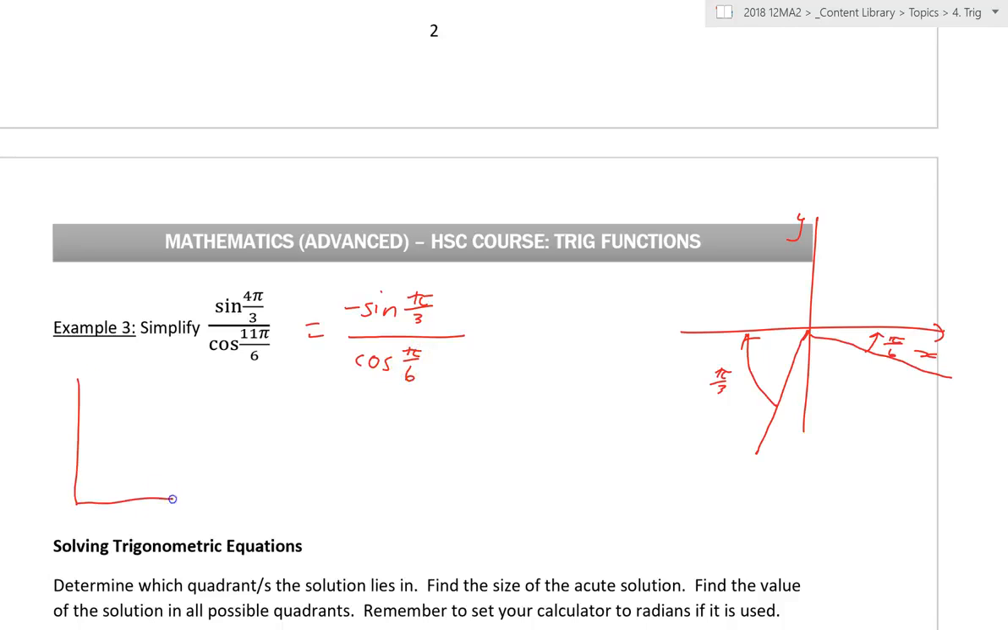It probably helps here to have this little triangle with sides 1, 2, root 3. This is pi over 6, and this is pi over 3. So sine of pi over 3, opposite on hypotenuse, is root 3 on 2. So I've got negative root 3 over 2 all over. Now the cos of pi over 6 is adjacent on hypotenuse, which is root 3 over 2.